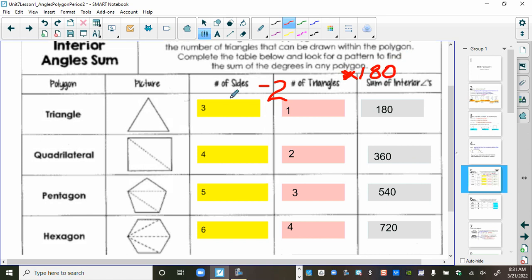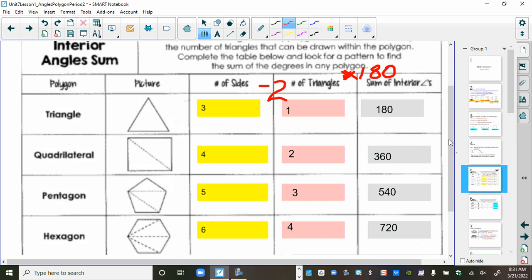So that's going to be the general rule. Number of sides minus 2 gives the number of triangles. Once you get the triangles, multiply by 180, and you get the sum of the interior angles. So that's going to be something you're going to need to know.